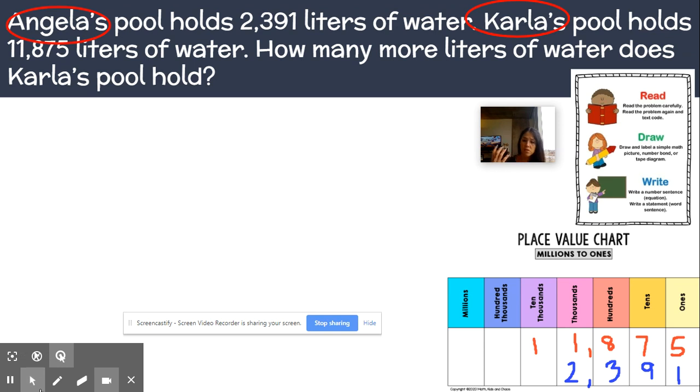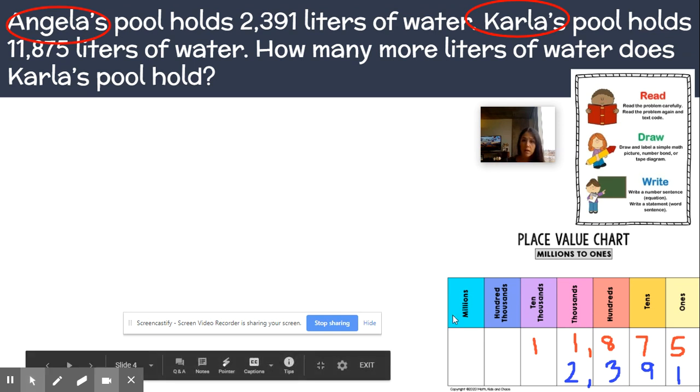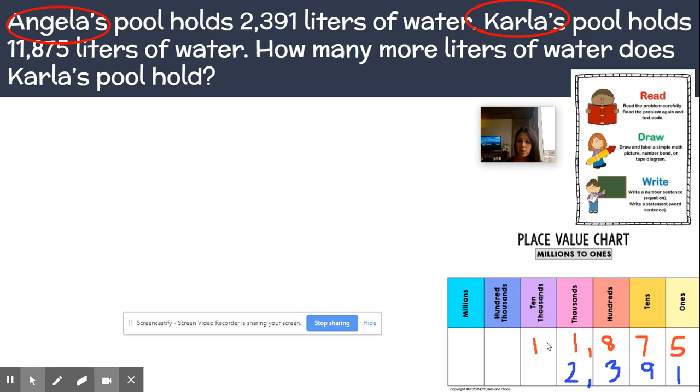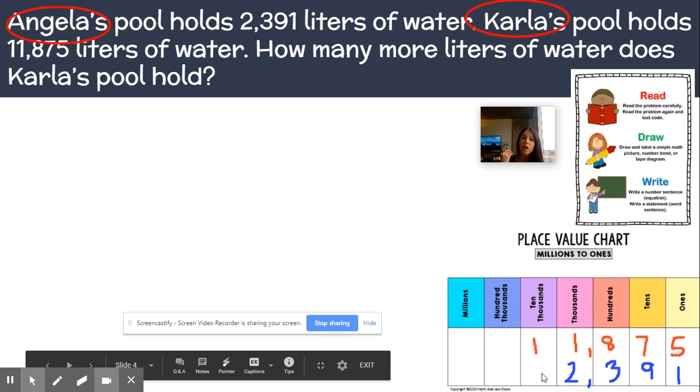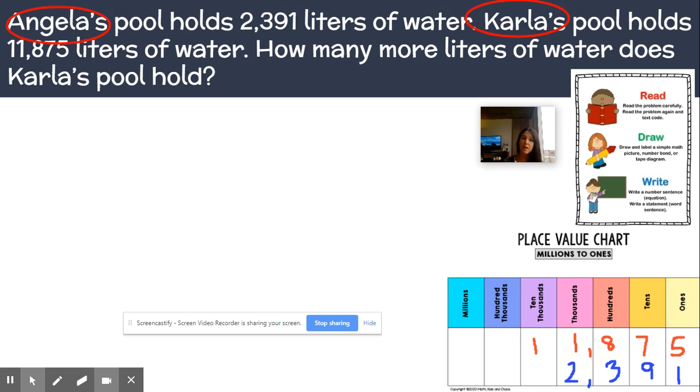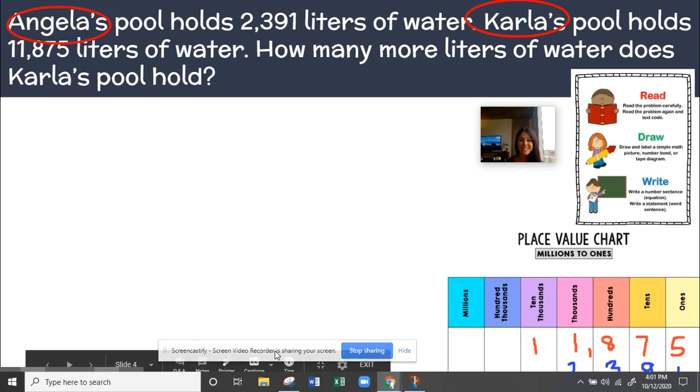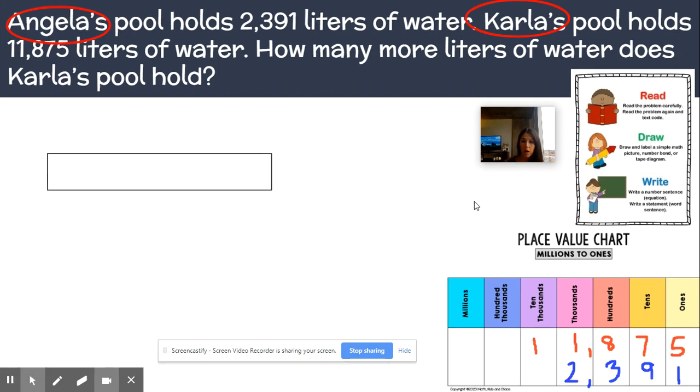Well, I notice a few things. One I notice is that Carla's has a digit in the 10,000s place value. That signifies to me, since Angela does not, that Carla's pool holds more water than Angela's. Okay, so that's going to really help me when I'm creating my tape diagram. So I'm going to go ahead and draw my two tape diagrams. And like the last problem, I'm drawing them the same exact size.